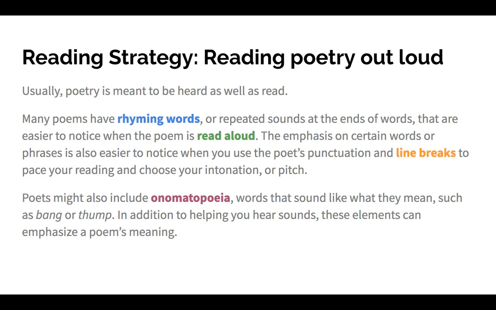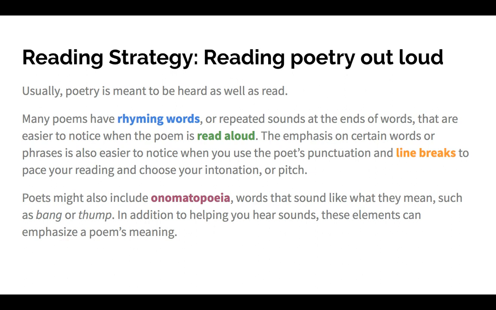And that's why I'm having you listen to the audio recordings, because it's really important to me that you get that right away. That's something we would have done if we were in the classroom. The last part on here says poems might also include onomatopoeia. This is something we've talked about before: words that sound like what they mean, such as bang, thump, pop, crack, you name it. If it's a word that's a sound, it's onomatopoeia. In addition to helping you hear sounds, these elements emphasize a poem's meaning.